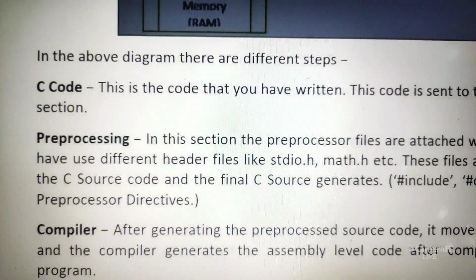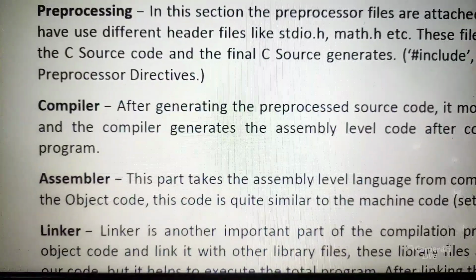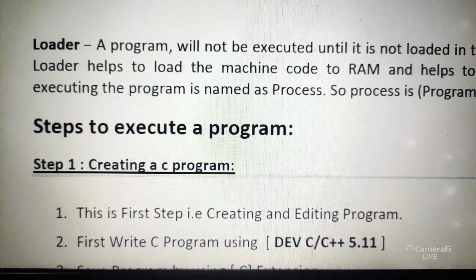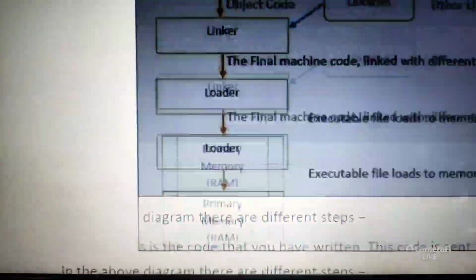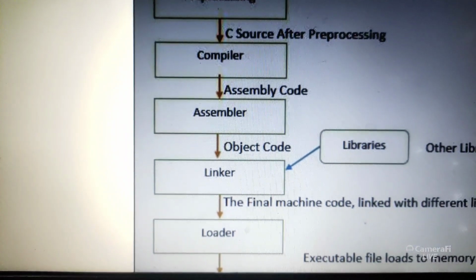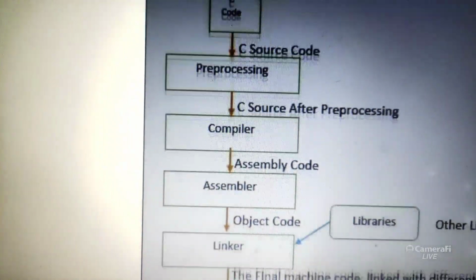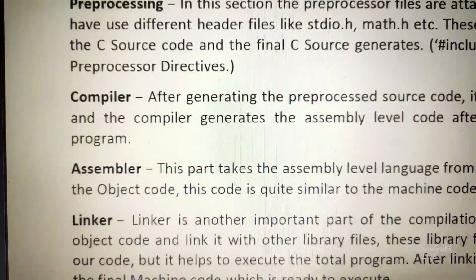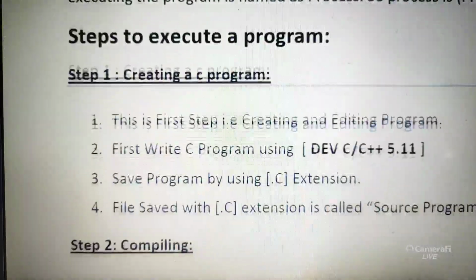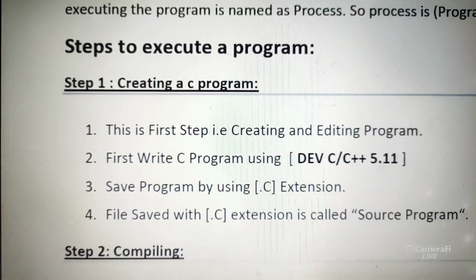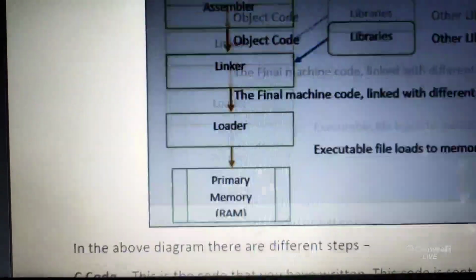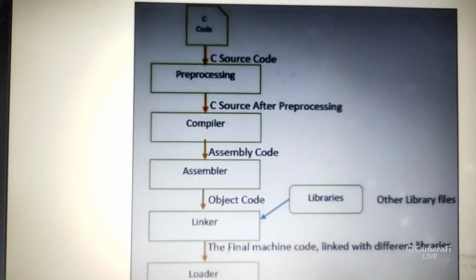So these are the different steps: what is code, what is pre-processing, what is compiler, what is assembler, what is linker, what is loader. Here it is given. In this process the program will be executing. There are three steps mainly to execute the program. This is done inside the software that we are using.